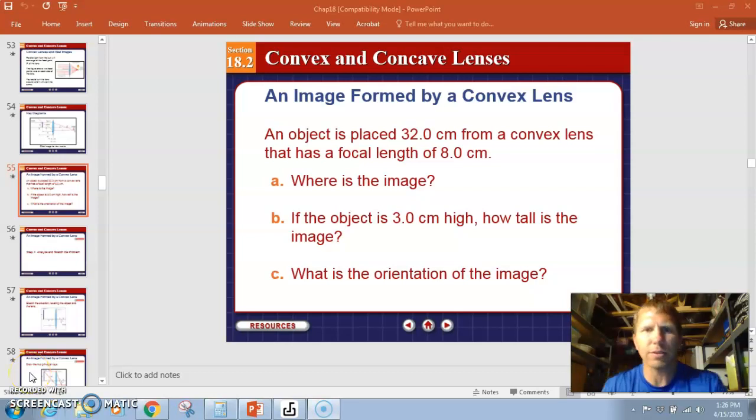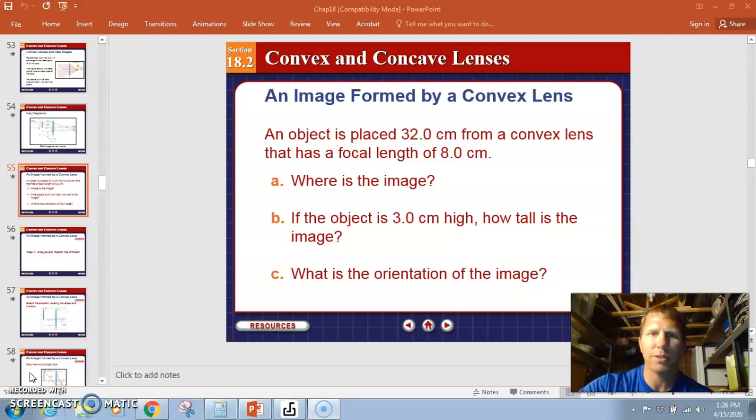Alright, this video is going to be about solving convex lens problems. I have two examples here. Both of these examples are when the object is outside of the focal length. Okay, so the first one says an object is placed 32 centimeters from a convex lens that has a focal length of 8 centimeters.